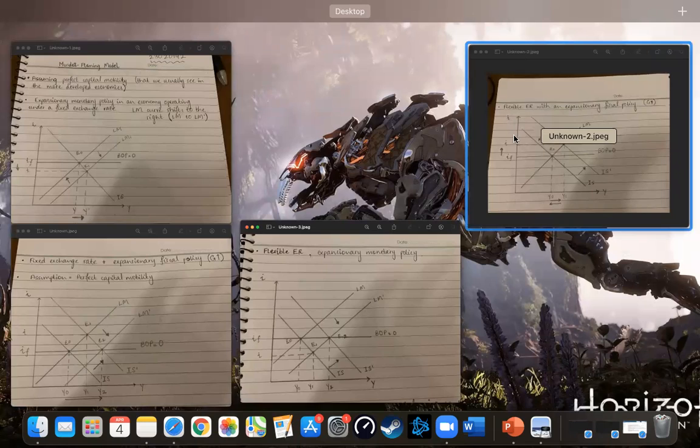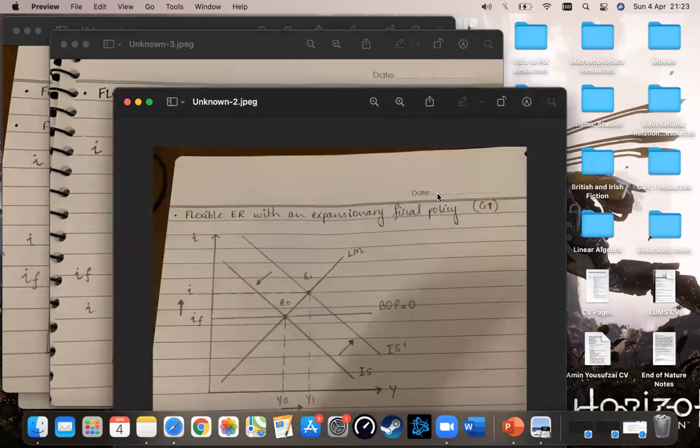Moving on to our last case, which concerns the expansionary fiscal policy in the case of a flexible exchange rate. Once again, we start off with an increase in government spending, which brings about a rightward shift in the IS curve. This causes an upward pressure on the interest rate, causing capital inflow, which in turn causes the currency to appreciate.